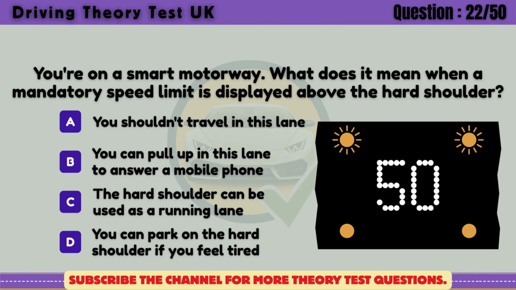Question 22. You're on a smart motorway. What does it mean when a mandatory speed limit is displayed above the hard shoulder? Option A. You shouldn't travel in this lane. B. You can pull up in this lane to answer a mobile phone. C. The hard shoulder can be used as a running lane. D. You can park on the hard shoulder if you feel tired.